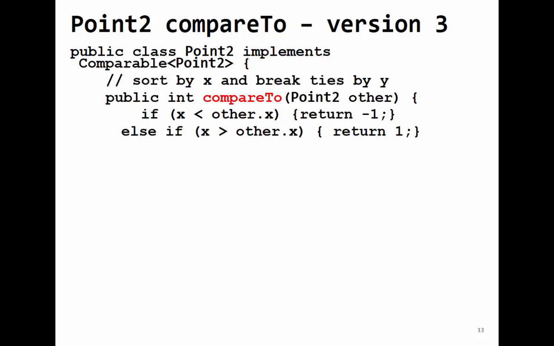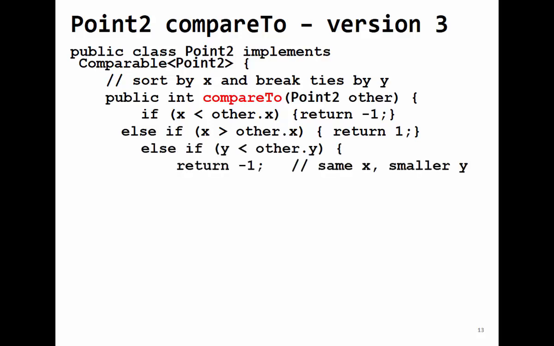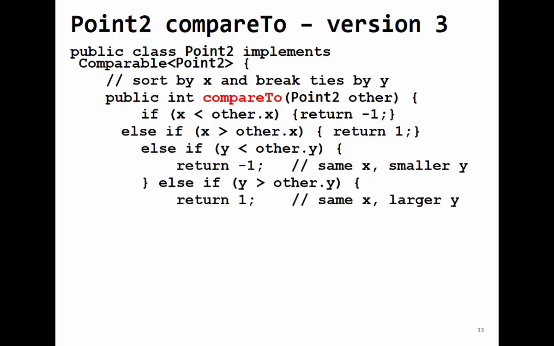Otherwise, we're going to retain 1. And else, that means the x's are equal, the x-axis in this point, that's two points are on the same value for x. So we look for the y to break the tie in this case. If y is less than the other y, we retain minus 1. If y is greater than the other y, we retain 1. And if all this is equal, we retain 0. That means the same x, same y for this point.